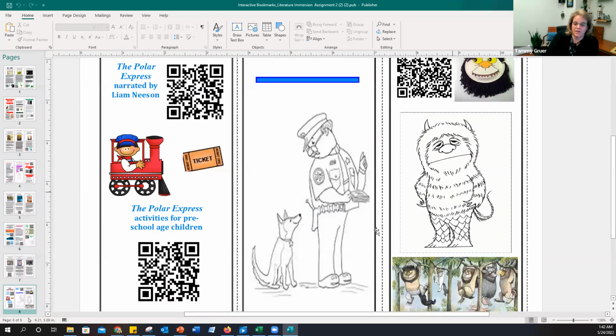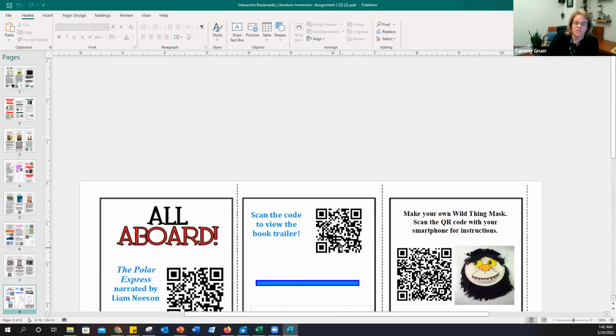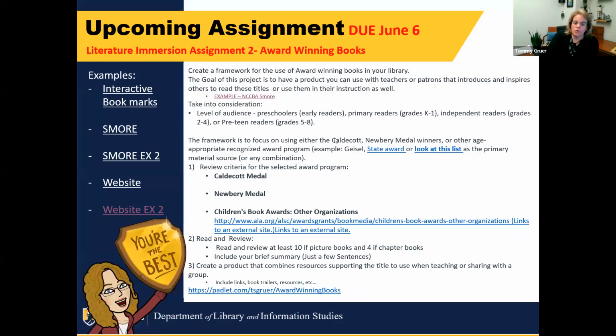Okay, some of them included coloring areas. So you may think about how you could use interactive bookmarks in a better fashion to promote some of these different titles. Now they did Caldecott, but maybe you're doing the Pura Belpré Award or you're doing the Stonewall Award. I think I've already shown you a s'more. I'll also show you a website.